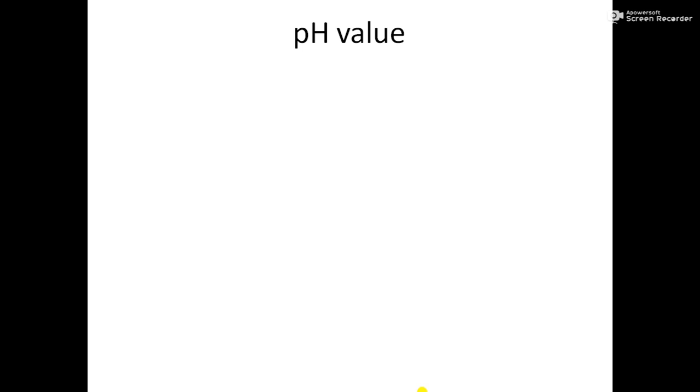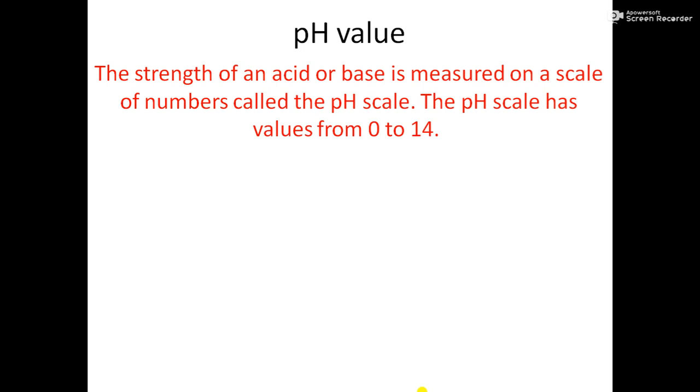We should know why it is useful to learn the pH value whenever we are learning about acid, base and salt. So what is the use of the pH value? The use of the pH value is that the strength of an acid or a base is measured. What do we mean by the strength of an acid? It means how strong the acid is, whether the acid is strong or weak, or whether the base is a strong base or a weak base.